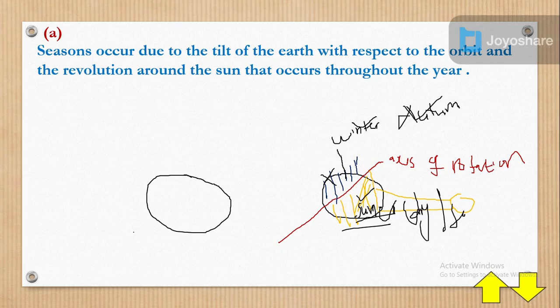Now this being our axis of rotation, this axis of rotation of course is what we call hemispheres. Now this upper part we call the northern hemisphere, and the lower part we call the southern hemisphere, like that. Now we also have the equator. Remember, the equator divides the earth into two equal parts, like that.